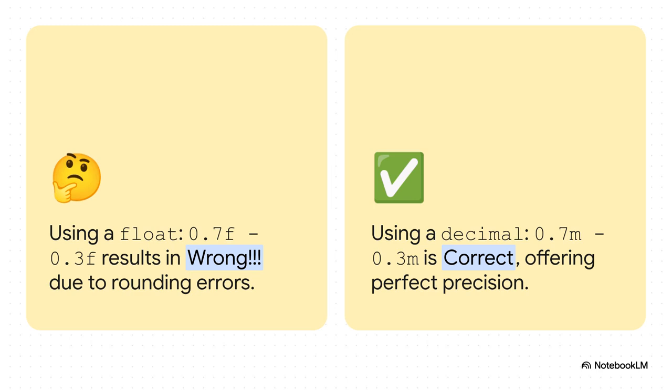Okay, just look at this. This is wild. On the left, we're asking the computer a simple math question. What's 0.7 minus 0.3? We're using a type of variable called a float. The answer should be 0.4, obviously, but the computer says our check is wrong. But then, look at the right. We do the exact same math, but with a different type, a decimal, and suddenly, it's correct. So, what on earth is going on here?